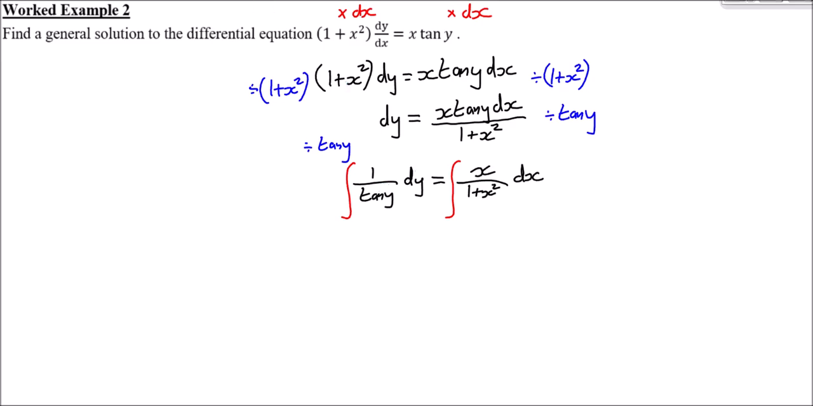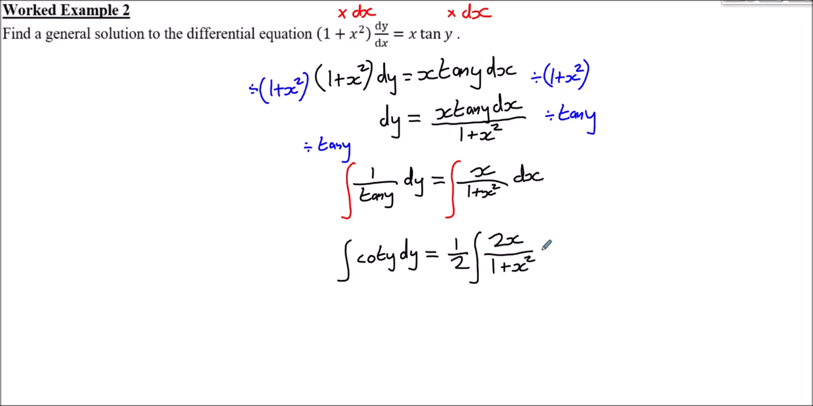So 1 over tan, I'm going to just replace this. 1 over tan is the same as cot. So the integral of cot y with respect to y equals the integral on this side. Now the x, I'm going to want to rewrite as 2x. So I'm going to put a half on the outside of this integral and then rewrite the numerator as 2x. A half times 2x is 1x, so it's equivalent. Why I'm doing this, I'll explain.